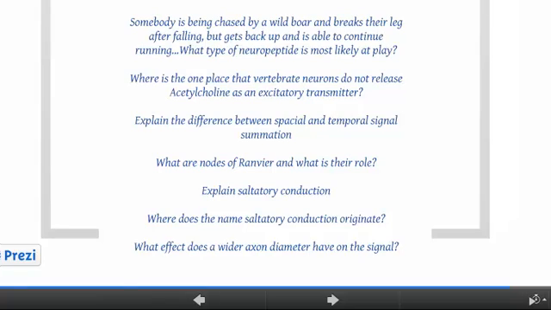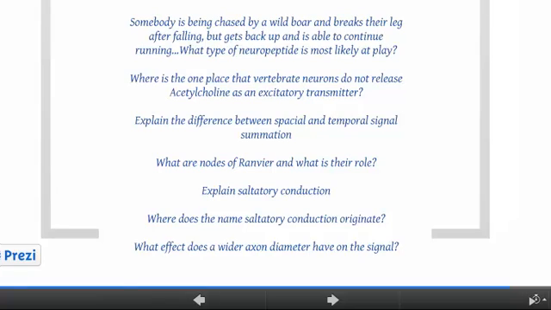Okay, this is our last bit of questions. Alright, for the first one, we have a scenario. Somebody is being chased by a wild boar and breaks their leg after falling, but gets back up and is able to continue running. What type of neuropeptide is most likely at play? The answer to this would be an endorphin. Endorphins essentially block pain receptors, and they're a type of neurotransmitter, so they dock with the receptor and prevent pain signals from being transmitted.